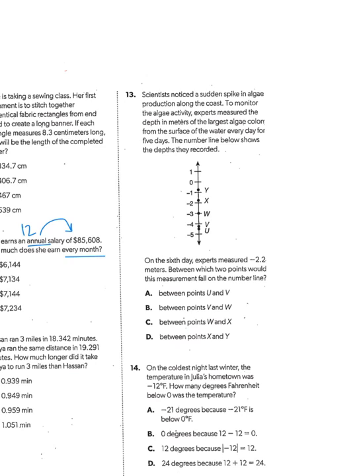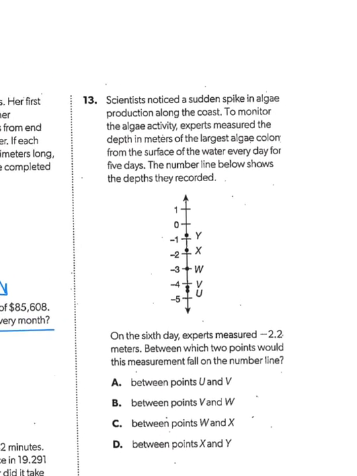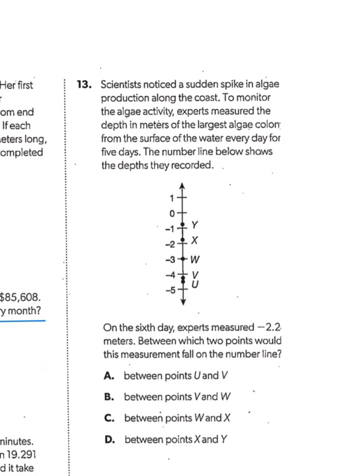Alright, 13 says, scientists notice a sudden spike in algae production along the coast. To monitor the algae activity, experts measure the depths in meters of the largest algae colony from the surface of the water every day for 5 days. The number line below shows the depths they recorded. So for 5 days, 1, 2, 3, 4, 5, they recorded these depths, right?